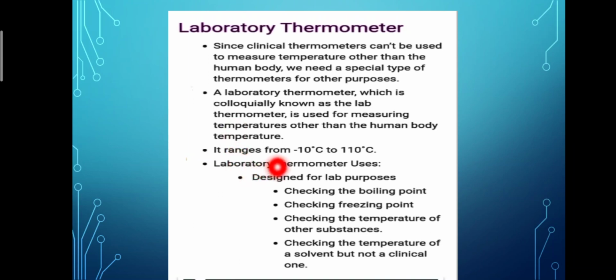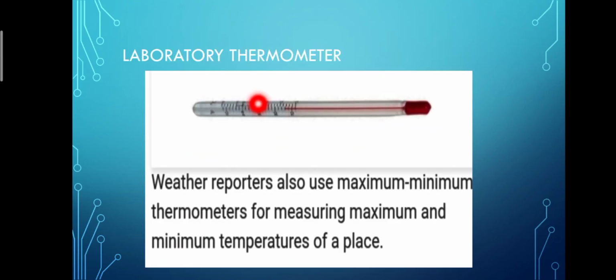It ranges from minus 10 degrees centigrade to 110 degrees centigrade. Laboratory thermometer uses: number 1, designed for lab purposes, checking the boiling point, checking the freezing point, checking the temperature of other substances, checking the temperature of a solvent but not a clinical one. This is the laboratory thermometer.